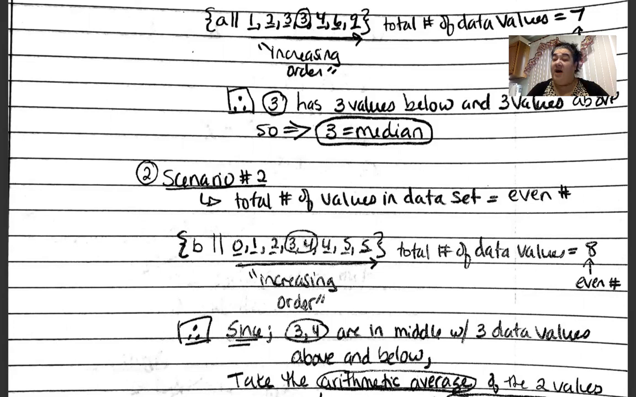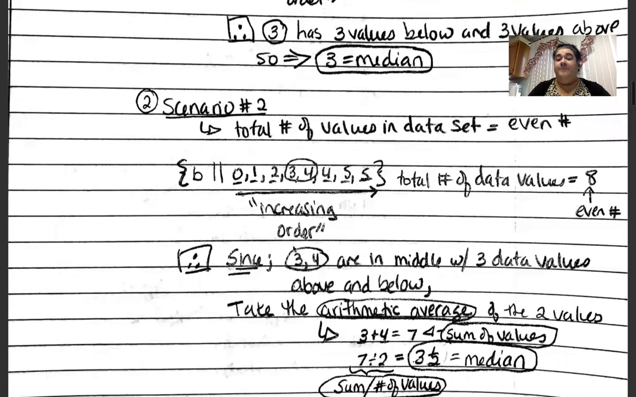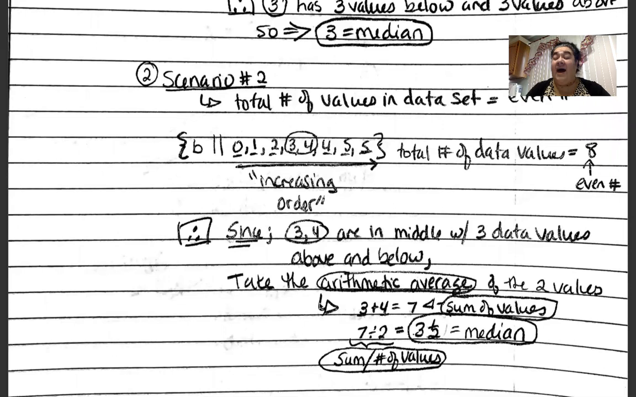We take these two values that are in the middle, and then we take what's called the arithmetic average. This is the one you're normally thinking of when we say the word average. The arithmetic average of these two numbers: we take the sum of them. 3 plus 4 is 7, and then we divide that sum by 2, which is the number of values we're considering. So 7 divided by 2 is 3.5. Therefore, my median is 3.5. That would be the data value smack dab in the middle, leaving me with the same number of values below as above.